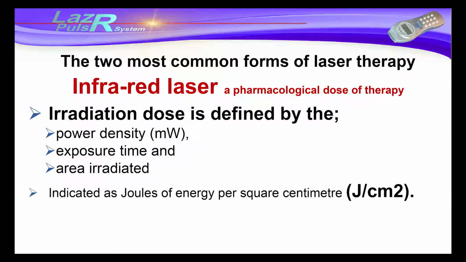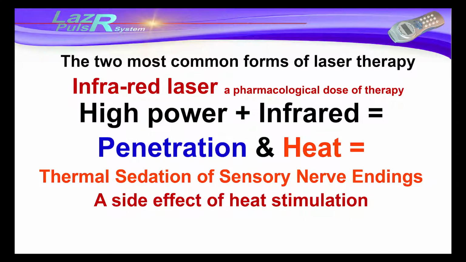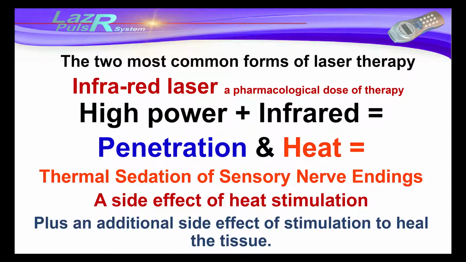These three factors together are defined as the joules of energy per square centimeter, commonly written as J/cm², and indicate the amount of heat that is delivered to the targeted area of therapy. When utilized properly, it is actually the toxic thermal effects of infrared laser therapy that kills pain by inhibiting the sensory nerve functions, and the same dose also stimulates a reaction to heal the tissue.